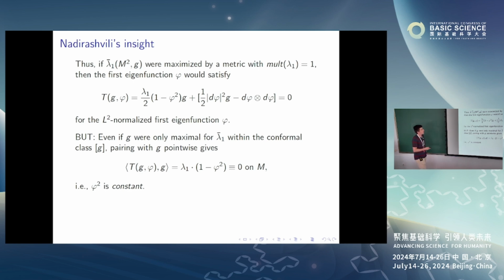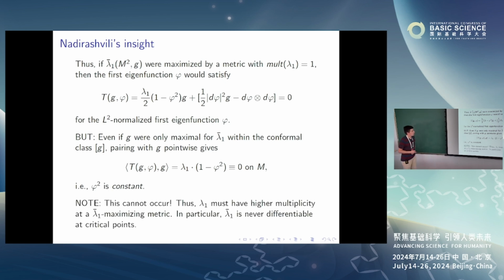In other words, if we have a conformally maximizing metric with simple first eigenvalue, then the square of that eigenfunction has to be constant. But clearly this is absurd, because phi is a non-constant, smooth function, so its square can't be constant. So we can't in fact have a maximizer with multiplicity 1 for the first eigenvalue, and in particular this tells us that any reasonable notion of critical point for these eigenvalue functionals will have to be a non-smooth critical point. In general, these are only Lipschitz.